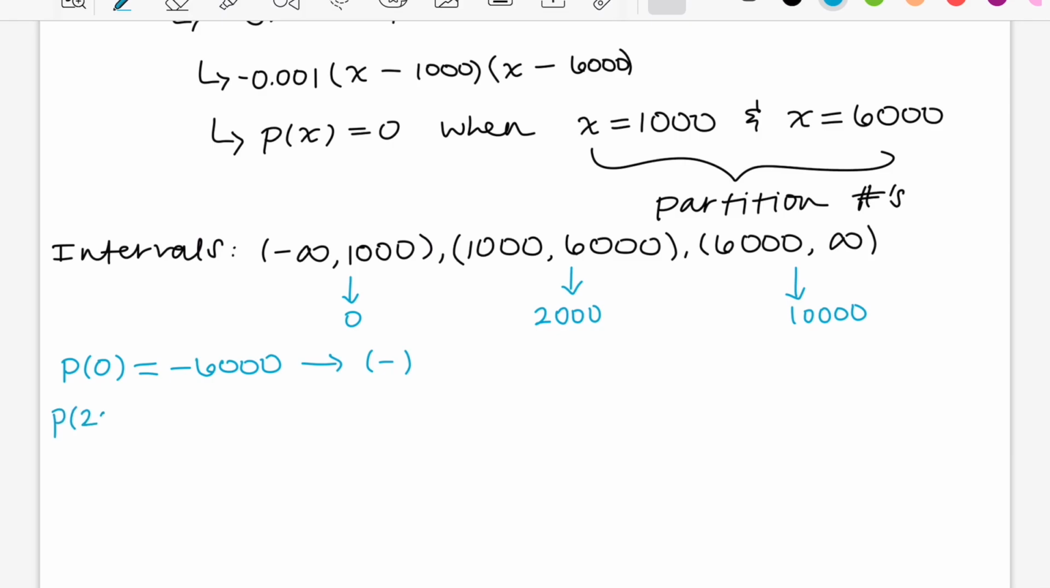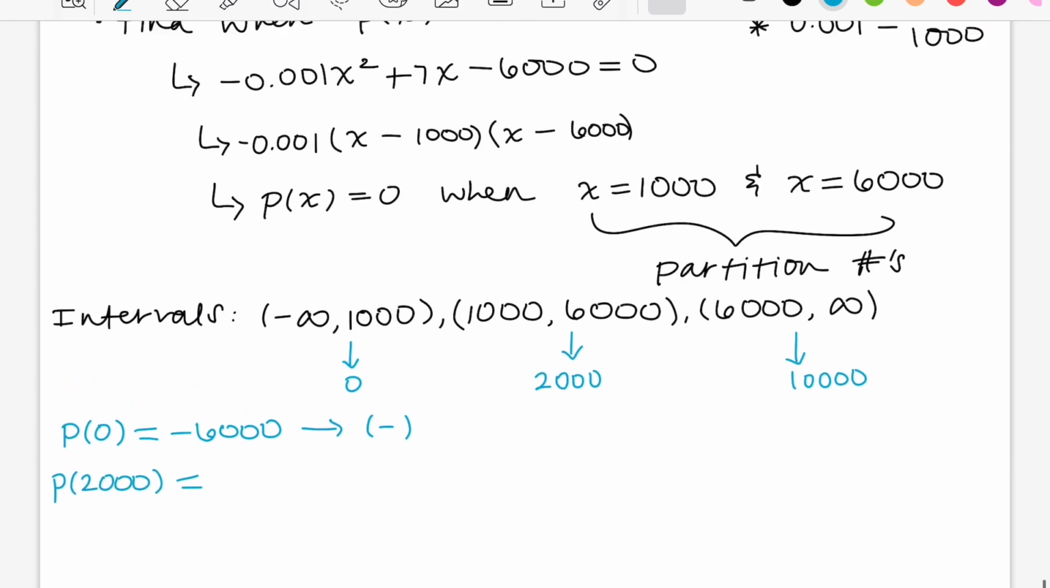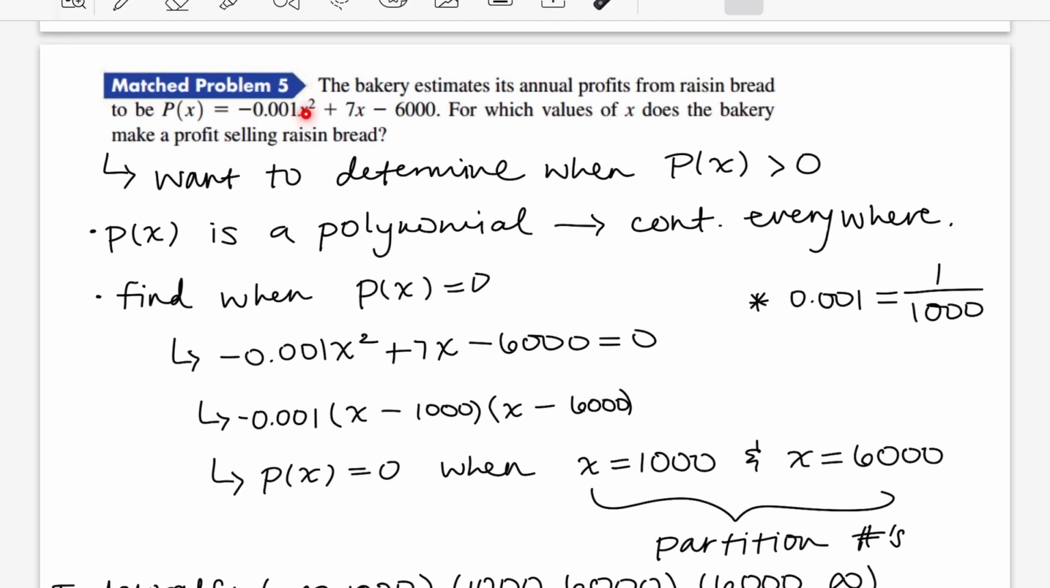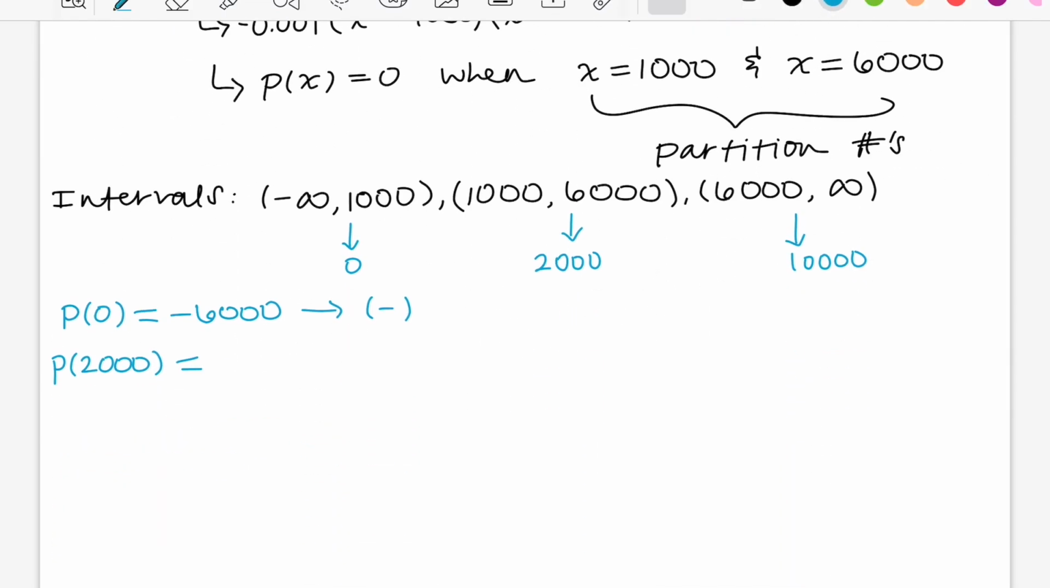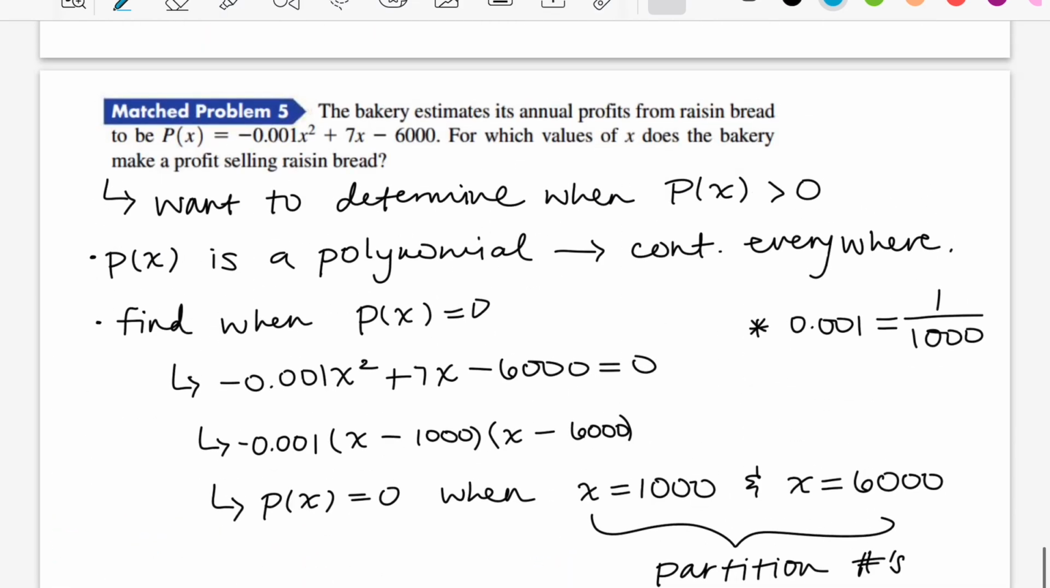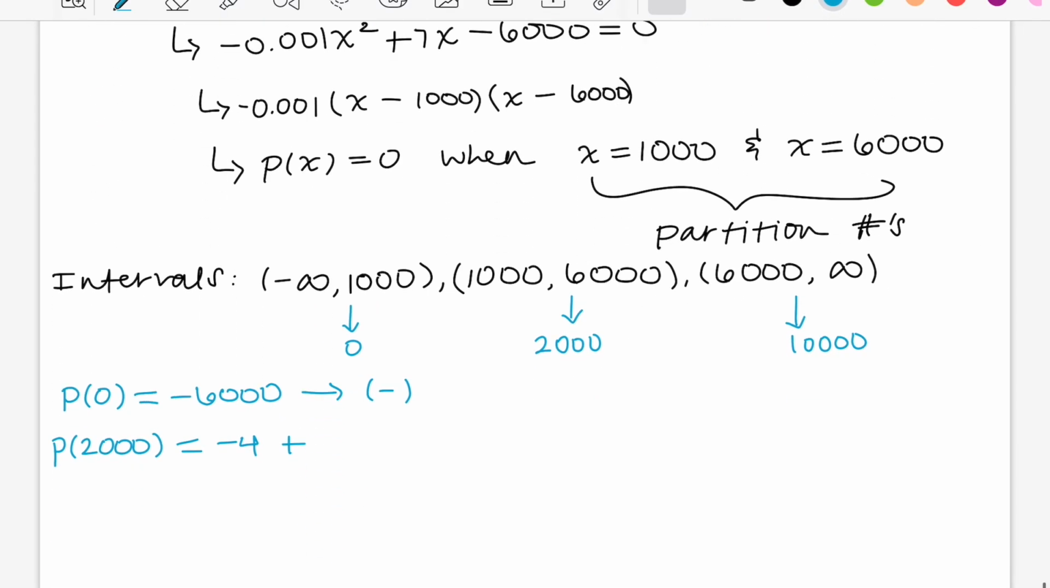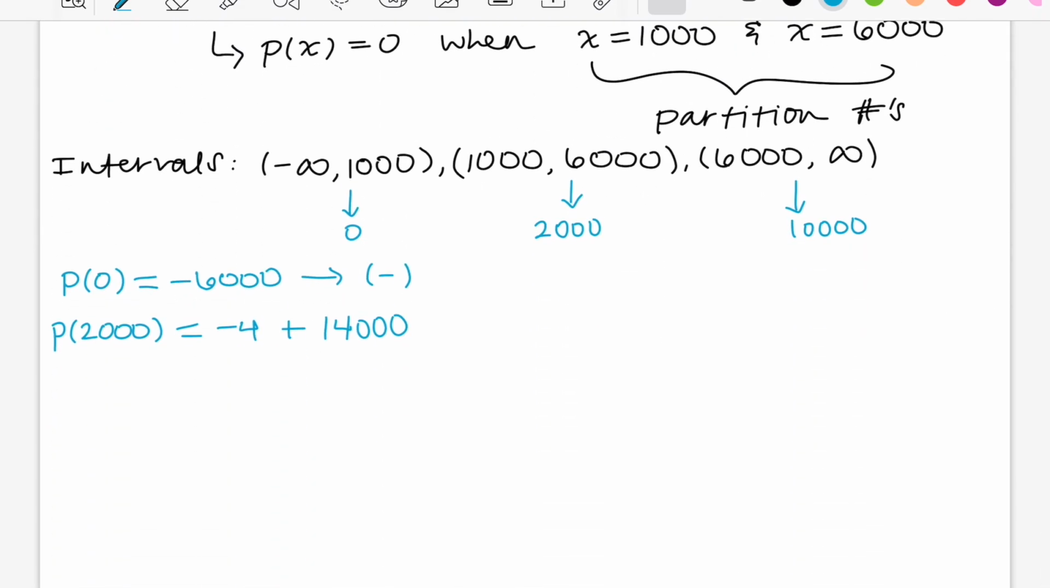Plugging 2,000 into our function here, we will get 2,000 squared, which is 4,000,000, times negative 0.01, so this will be negative 40,000. Then we have 7 times 2,000, which will be 14,000. And then we have a minus 6,000. Now we don't need to know this actual number. All we need to know is that 14,000 minus 6,000 minus 4 is going to be some positive number, because all we care about is the sign of the function here.